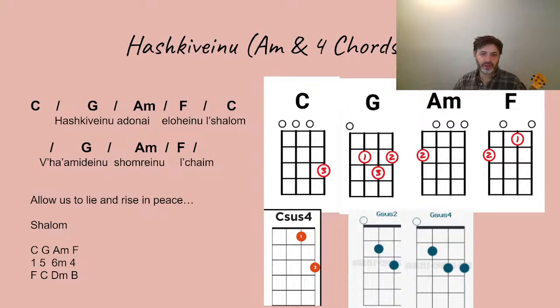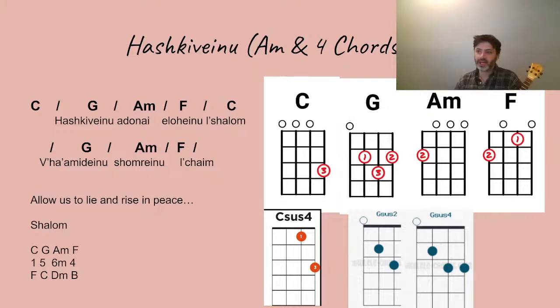So if we look at this Hashkiveinu, which we're most familiar with, it's C, G, A minor, and F over and over again. If we call those numbers, the C is the 1, because that's the key we're in. The G is the 5: C, D, E, F, G. The A minor is the 6, and the F is the 4. Does that make sense?